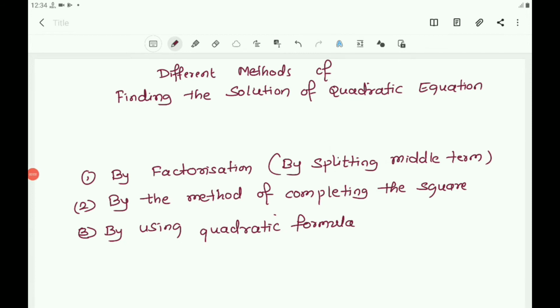There are different methods to find the solution of quadratic equation. Some of them are, first one is by factorization, that is by splitting the middle term of the quadratic equation, and the second one is by the method of completing the square. Third one is by using quadratic formula. Now let us solve the quadratic equation by using the methods, first by factorization, second by completing the square, third by using quadratic formula.